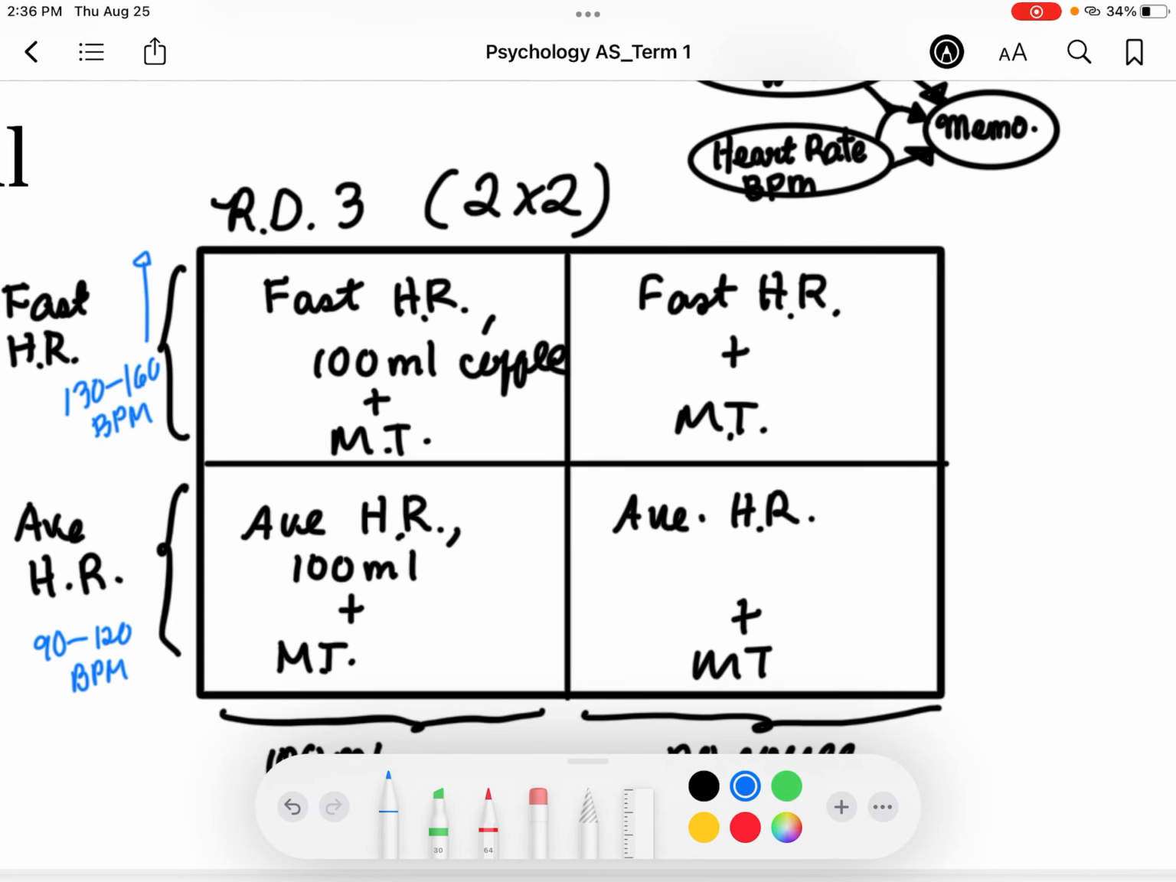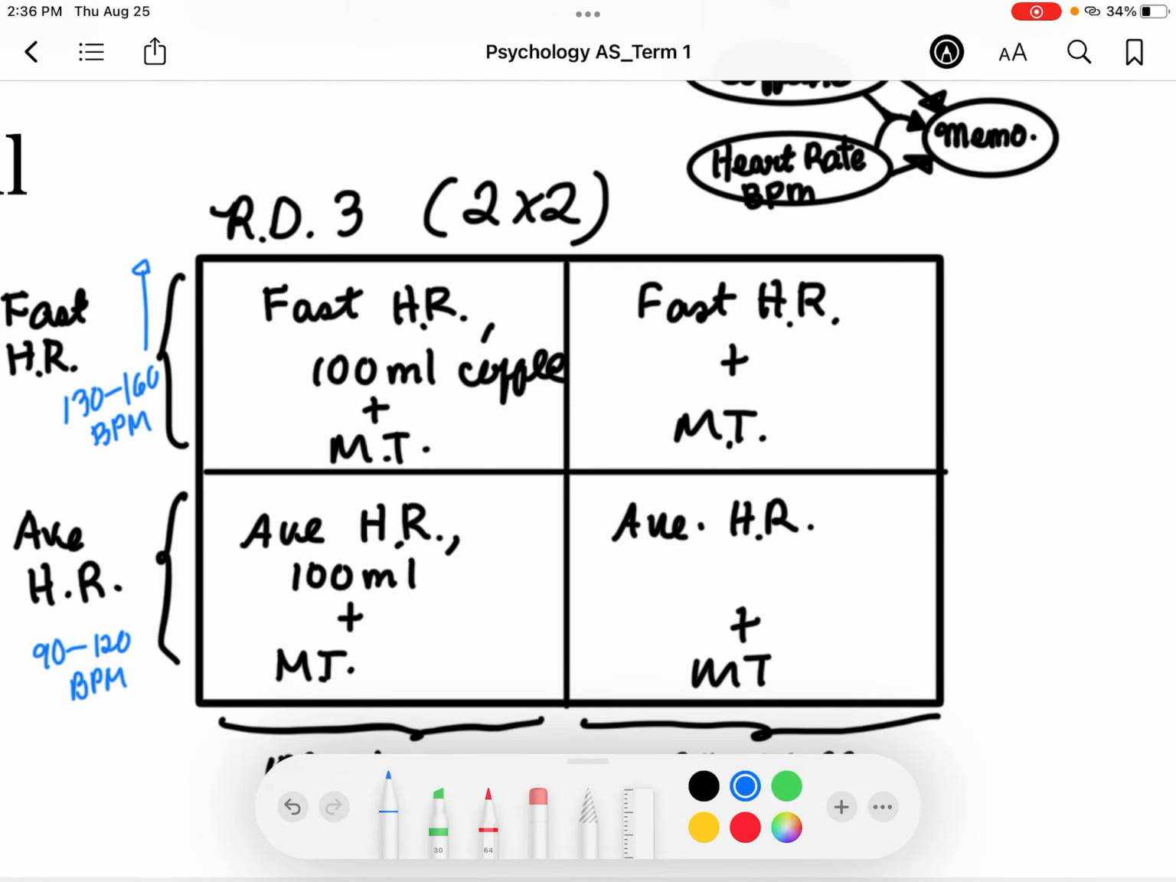Okay, so because we have 2 independent variables, 2 causes or 2 factors that affect memory with 2 groups each, 2x2, we now have 4 groups. Maybe we can do 25 persons for each group, right? We have 25 persons for each group, which means we need a total of 100 participants in your study. All right.